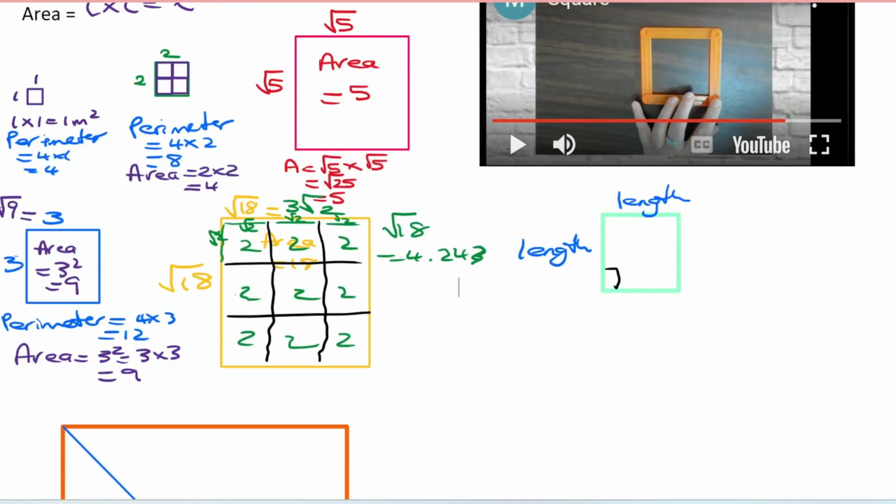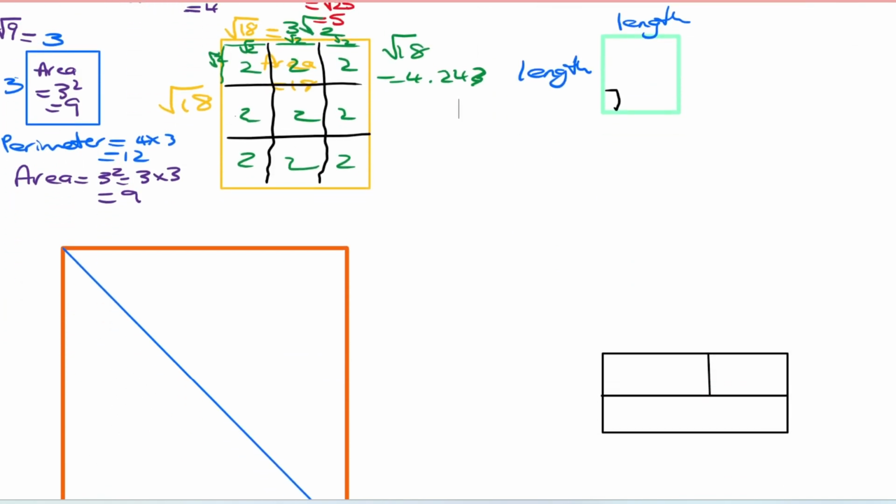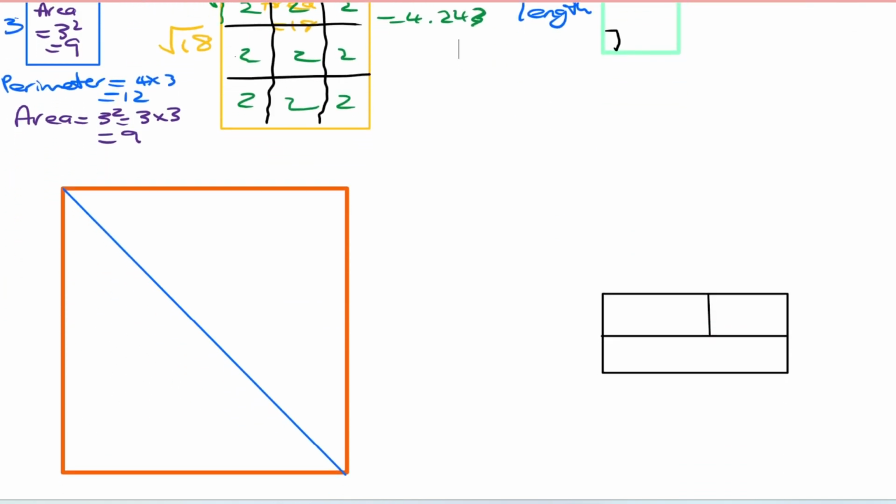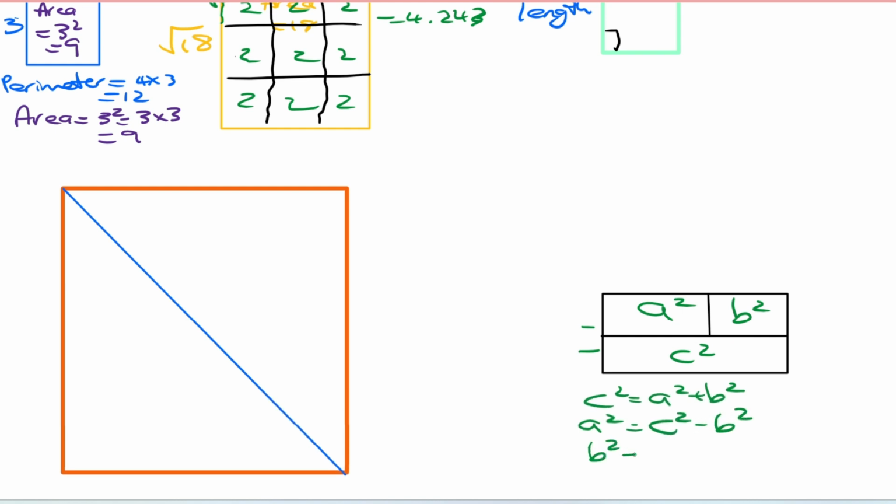So let's have a look. We know from Pythagoras that a squared plus b squared equals c squared. This is my equals sign. So c squared equals a squared plus b squared. And you can see also from this picture that a squared will be this c squared take away the b squared. Or I could say b squared equals c squared minus a squared. So everything is in there.